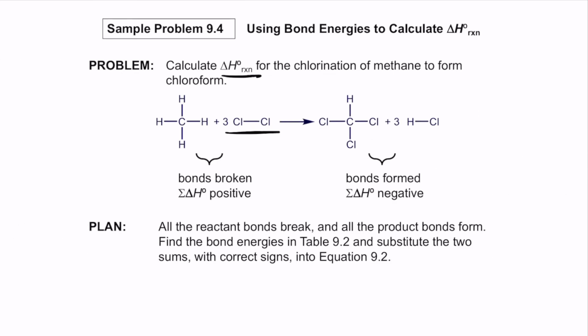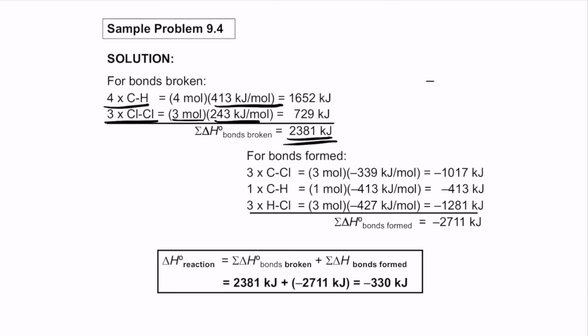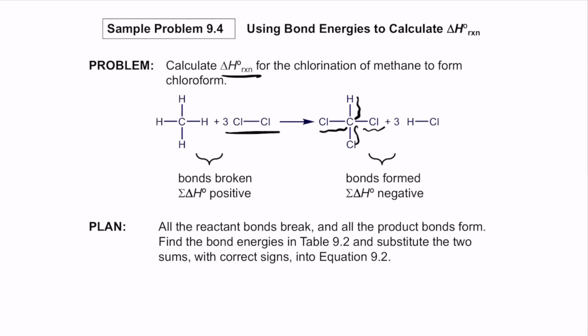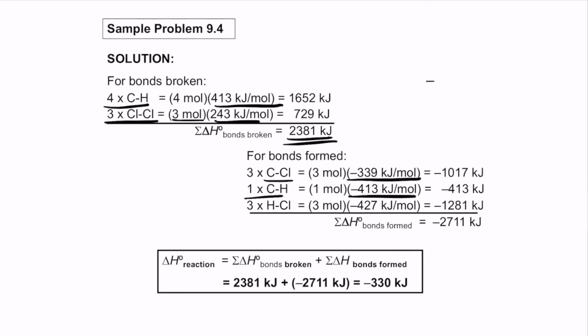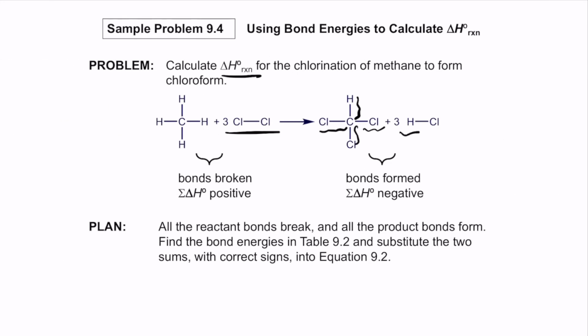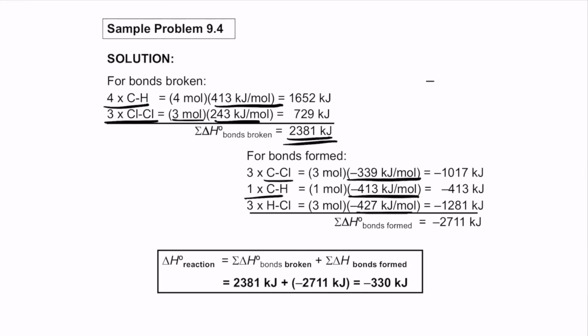And for the second part, to form the bonds, you have 3 C-Cl bonds, which result in the formation of about negative 339 kilojoules. And you have 1 H-C bond, so that value is about negative 413. And you have 3 HCl bonds, which is about negative 427. So when you end up adding all of it, you get negative 2711 kilojoules. So when you add both those values, you end up with negative 330 kilojoules. Notice that this is an exothermic reaction.